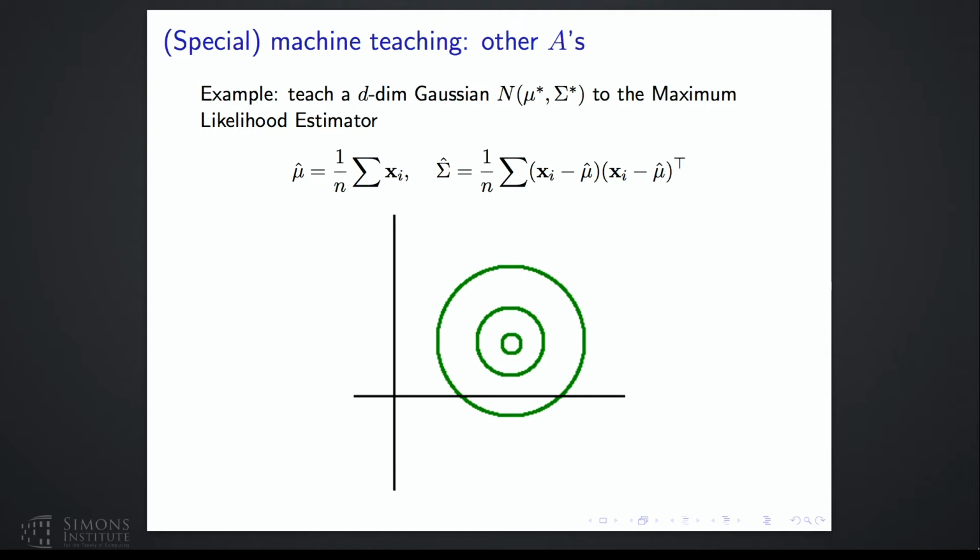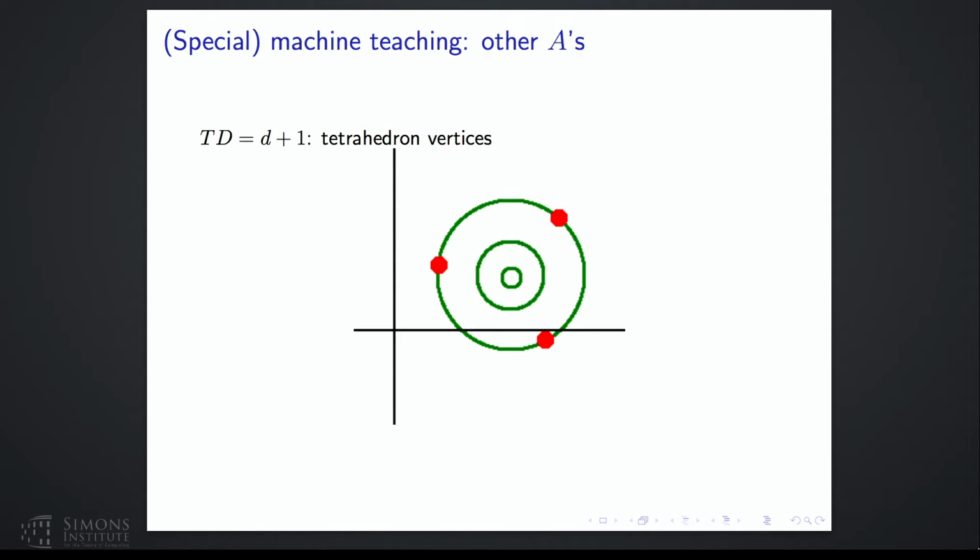In 1D, it's very easy to think about. You have some Gaussian somewhere, and probably you need 2, right? You need 2 examples, and you can move them and stretch them a little bit, you can fit it. In 2D, it's similar. You can actually do this. And in general, in d dimensions, you can use d plus 1, which is the vertices of the tetrahedron, to teach such a Gaussian density.